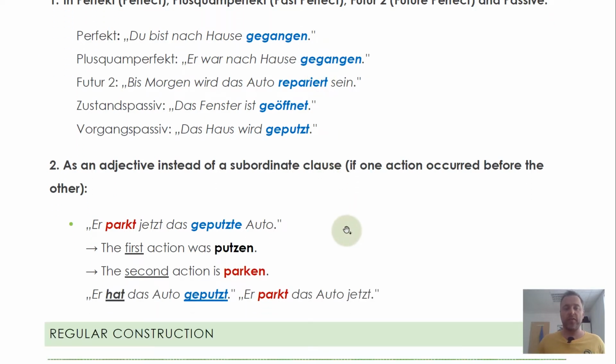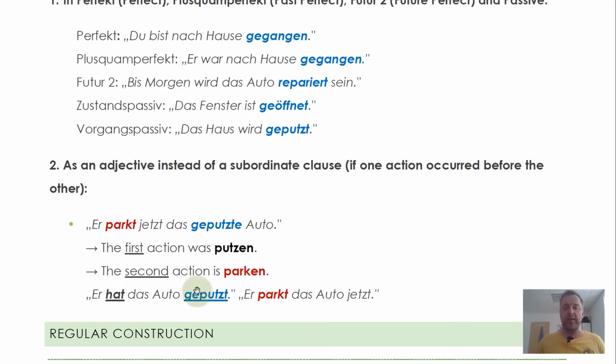And we also use it, just like in English, as an adjective instead of a subordinate clause if two actions do not occur at the same time. Er parkt jetzt das geputzte Auto. So he's parking now the cleaned car. The first action was the cleaning and the second action is parking. So he has cleaned the car, and now, second action, he parks the car now.